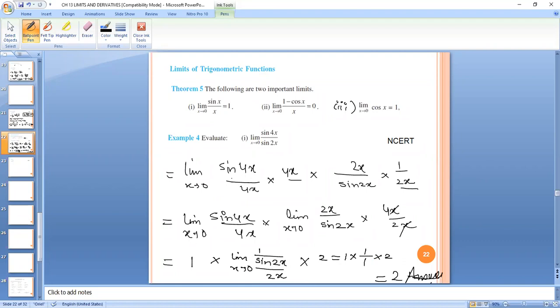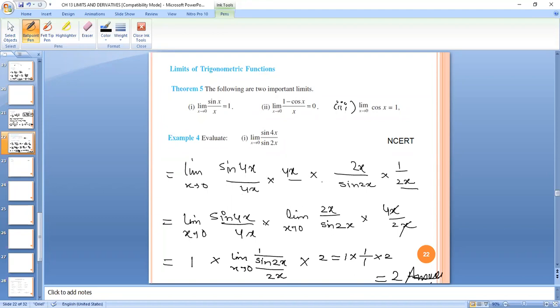It is 1 because limit x is tending to 0, sin x upon x is equals to 1. I have not mentioned it because of lack of space, but you need to mention the formula also. Wherever you are applying any formula, you need to mention it. Okay, so that if anyhow the question is wrong, you will get the marks for the formula at least.